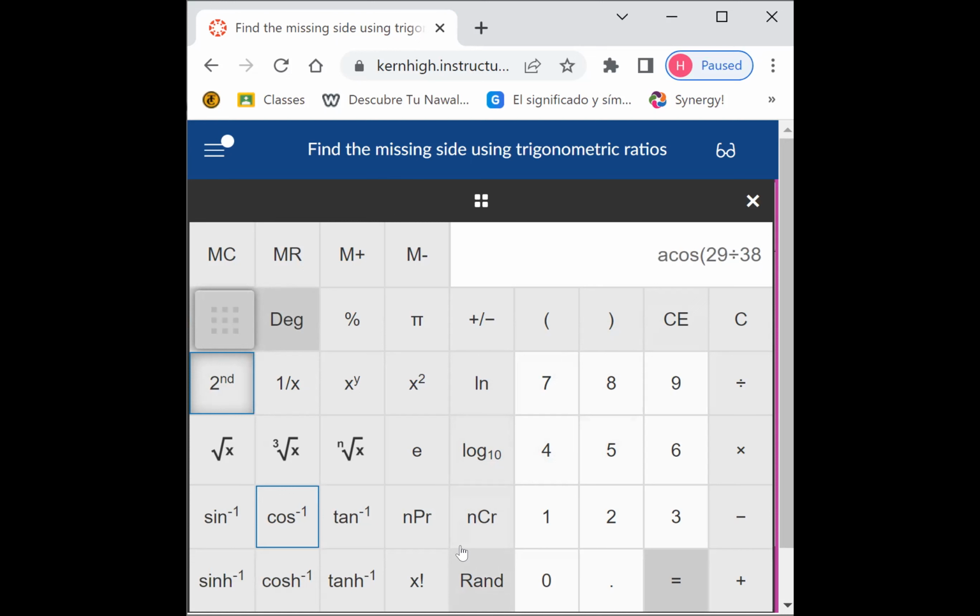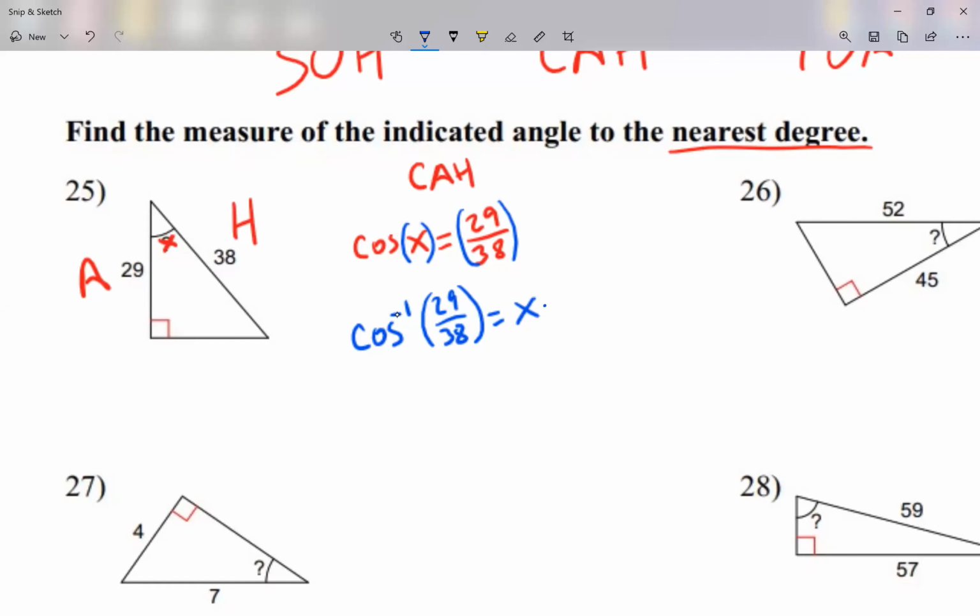Okay, that's 29 over 38, which is 29 divided by 38. Let me close this. So I do have what I needed, cosine inverse of 29 over 38. Let me press equal, and it says 40.2. Remember, I'm going to round it to the nearest whole number. 40.2, that 2 is too small, so it does nothing to my 40. So my answer in this case, I'm going to say x is equal to 40.